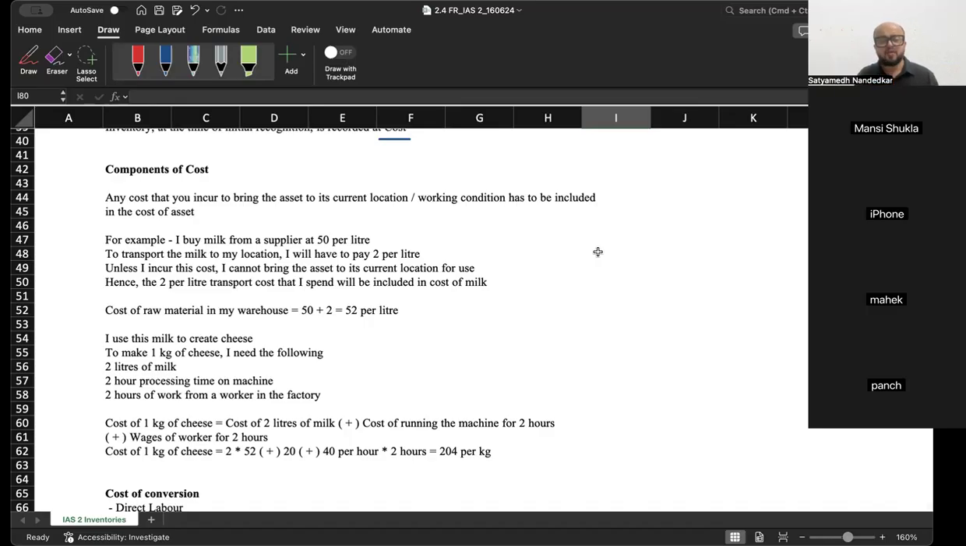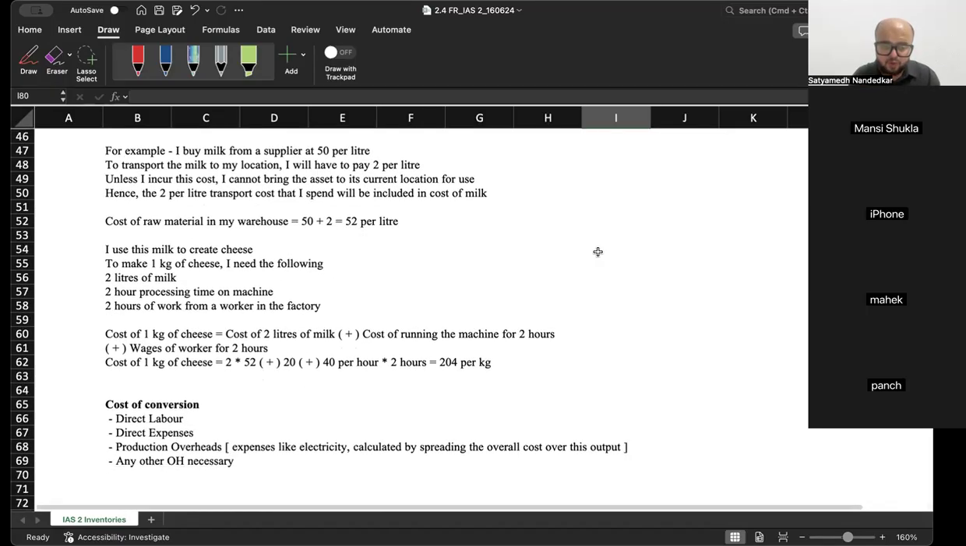Then wages of workers for 2 hours. Basically, if there is a worker who is actively involved in production, the labor cost will also be included. Say Satyamit is working on cheese production. His per hour rate is 2000 rupees. So when he works for 2 hours, how much amount do you have to pay him? You have to pay him 4000.